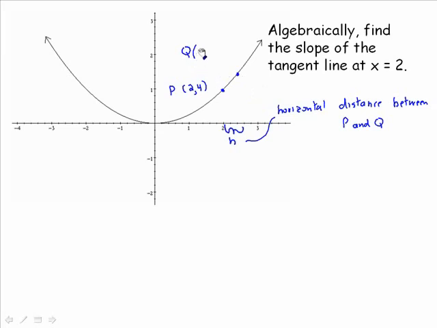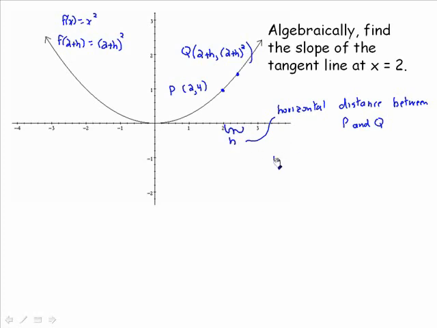Now be careful. The x value for point Q is 2 plus h, because we've added on h to the original point 2. And then, because f of x is equal to x squared, this would mean that f of 2 plus h is equal to (2 plus h) squared. So it looks like that. So that would be the y value, whatever h was. Keeping in mind down the road, we want to make h as small as possible.